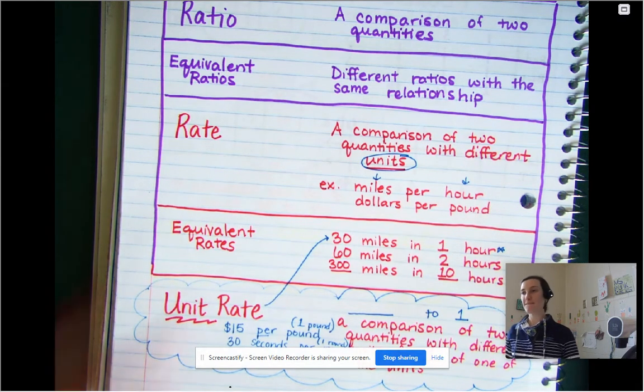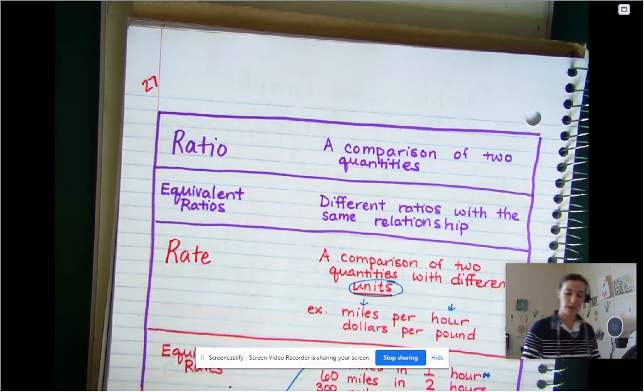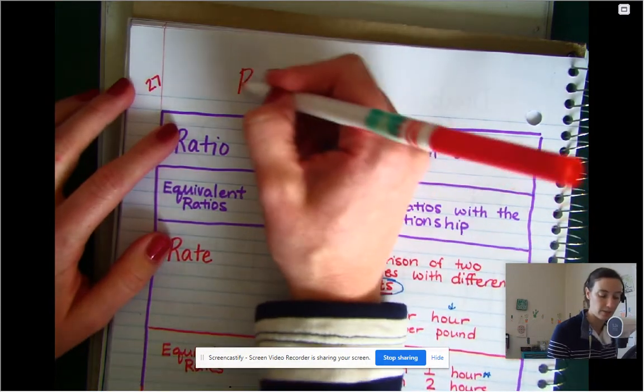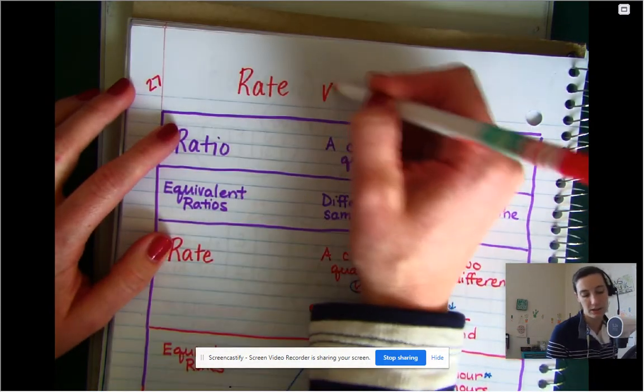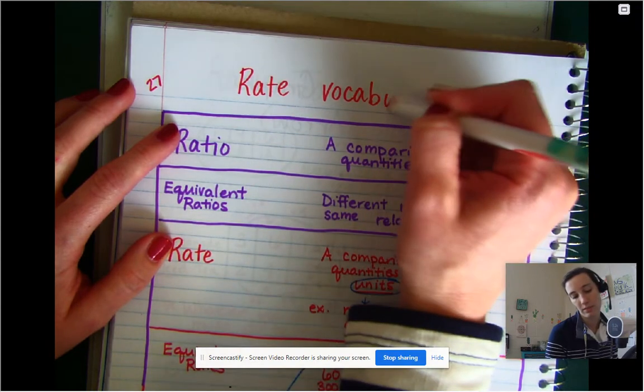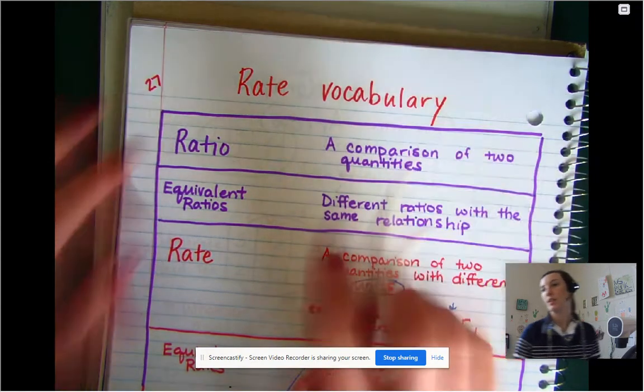Okay. We'll call this one rate vocabulary. Whoops, I forgot to label it. And we'll do more on the other side in a minute. Hey, there we go.